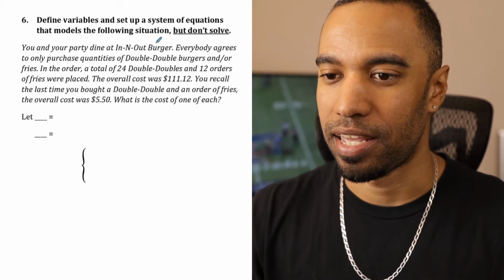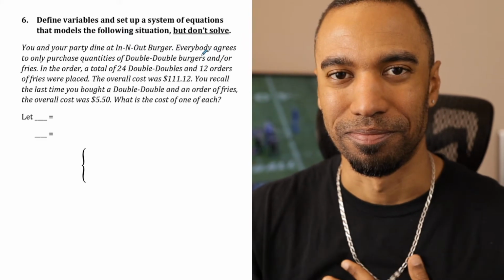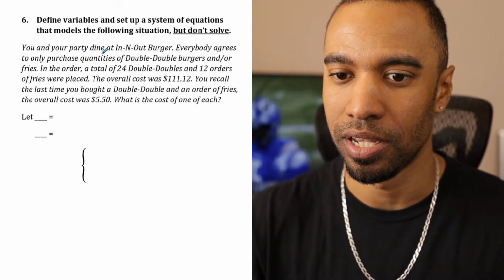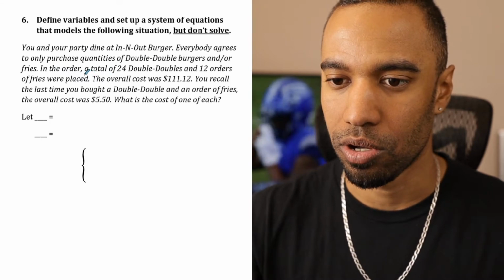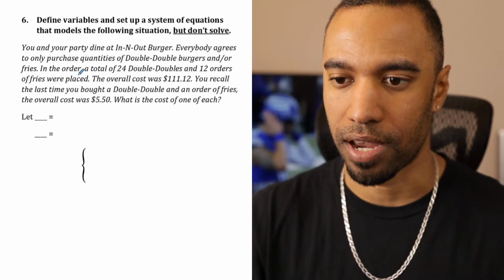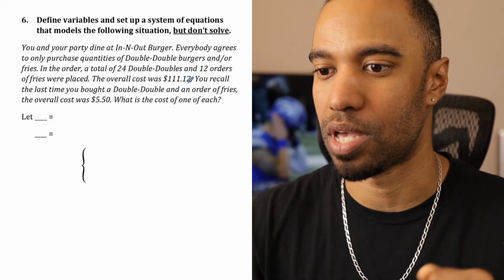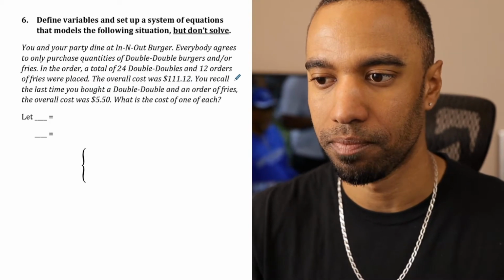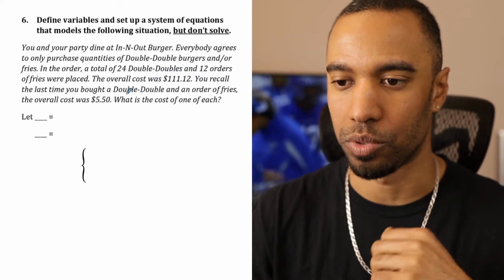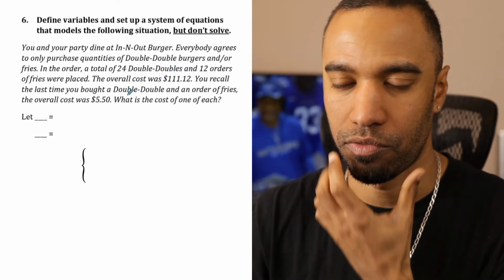You and your party dine at In-N-Out Burger. Everybody agrees to only purchase quantities of double-double burgers and or fries. In the order, a total of 24 double-doubles and 12 orders of fries were placed. The overall cost was $111.12. You recall the last time you bought a double-double and an order of fries, the overall cost was $5.50. What is the cost of one of each?